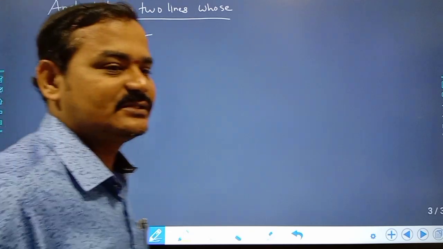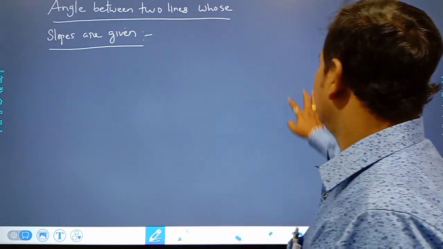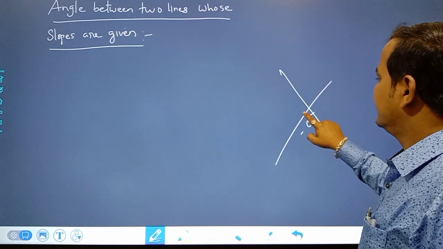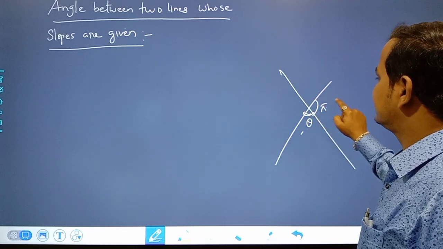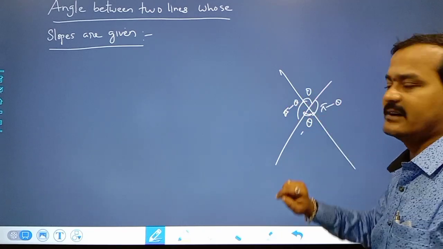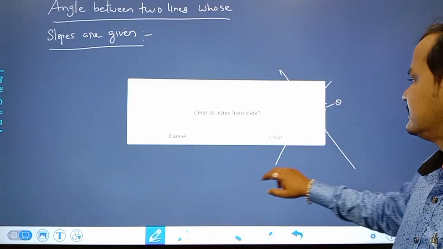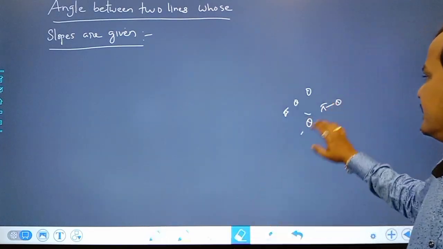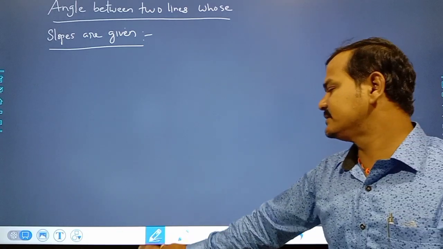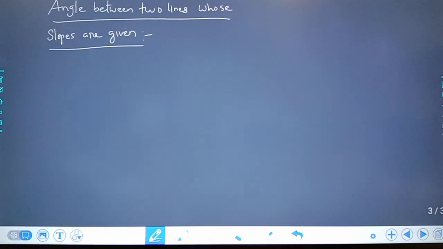Let the two lines intersect; it must be the angle theta. So here theta, and automatically pi minus theta, and this is also pi minus theta. Again it is also theta. So you can find the angle between two lines when the slopes are given. Given the slopes, you can find the angle. We will discuss some problems.